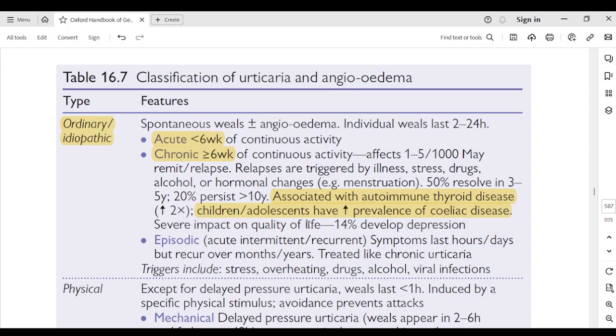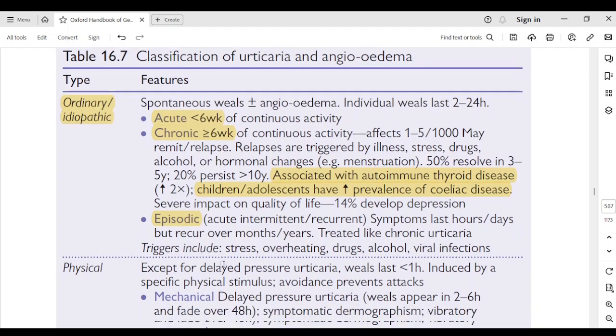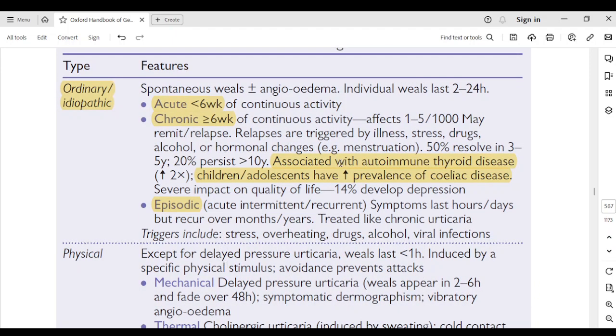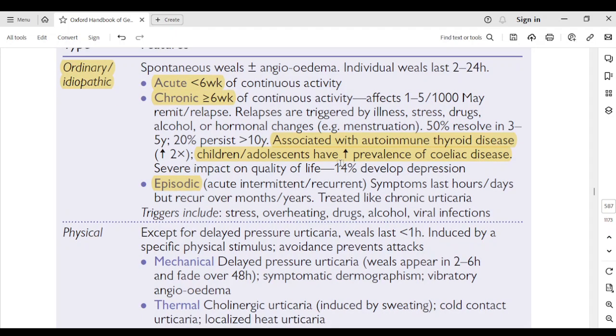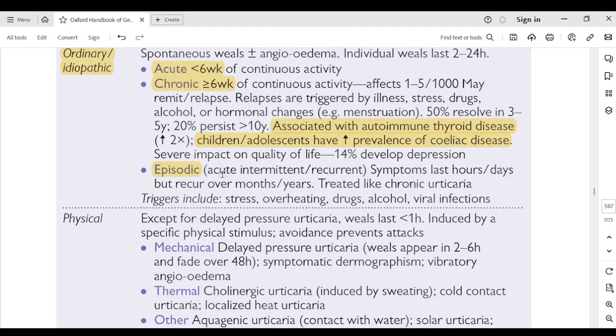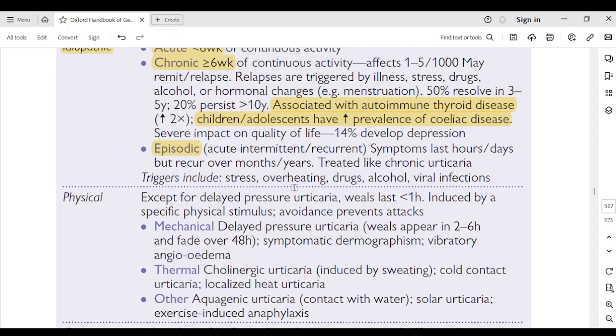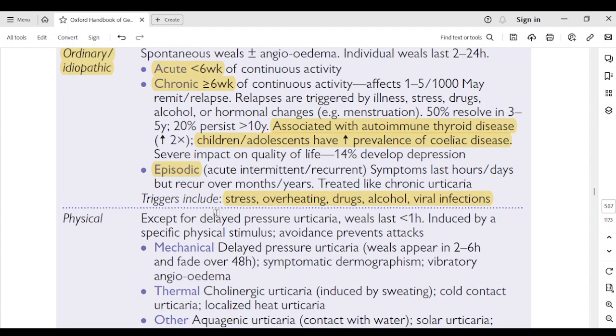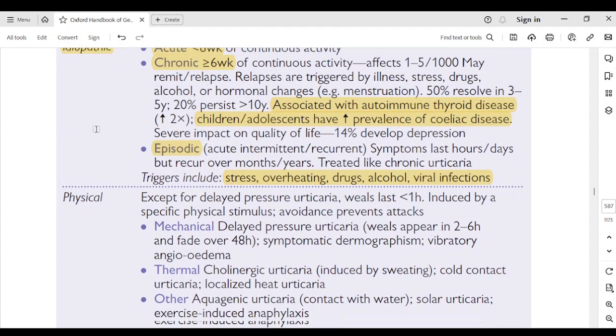Severely impacts quality of life. 14% develop depression. Episodic urticaria. So the first one is acute. The second one is chronic, lasts longer and is associated with autoimmune thyroid disease or celiac disease. Episodic: acute, intermittent or recurrent. Symptoms last hours or days but recur after months or years. Treated like chronic urticaria. Triggers include stress, overheating, drugs, alcohol and viral infections. These are the triggering factors for ordinary or idiopathic urticaria.